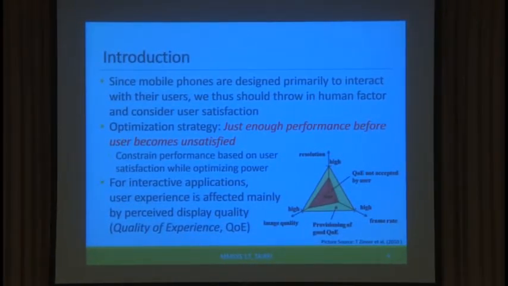Most people in this area, when we discuss resource scheduling, mostly focus on display quality. Some people use the term quality of experience, but when we say experience, we mainly focus on the display quality. Display quality really depends on the resolution, the frame rate, and the image quality. Since resolution and image quality are basically factors of the application and the devices, at the system level we focus more on the frame rate.